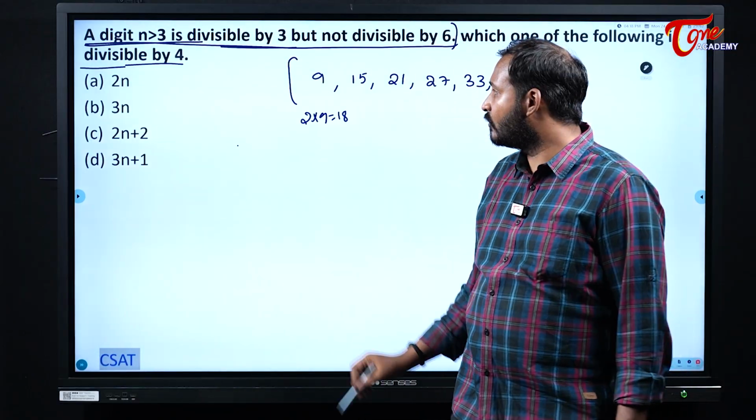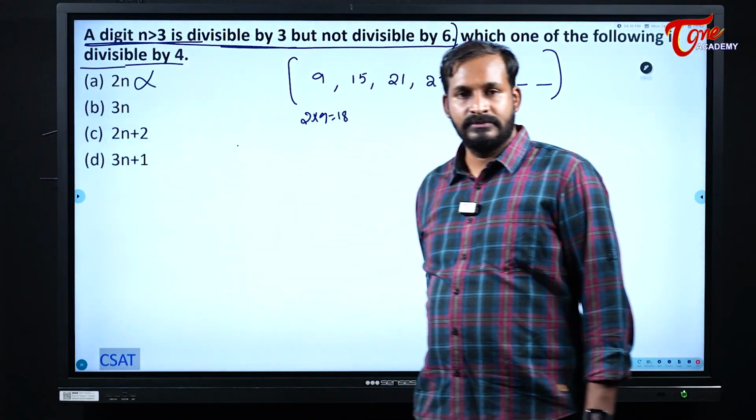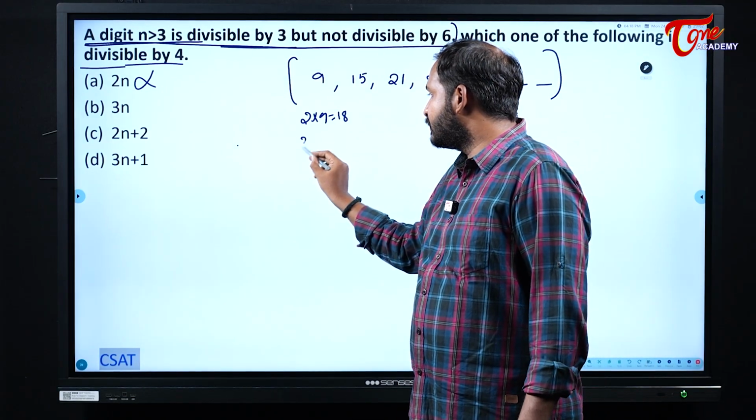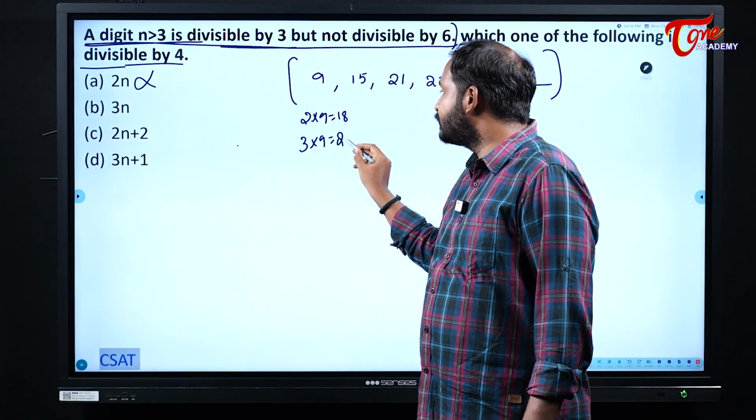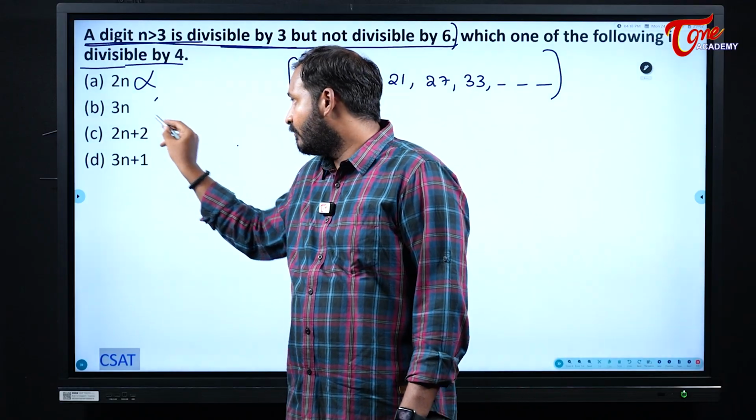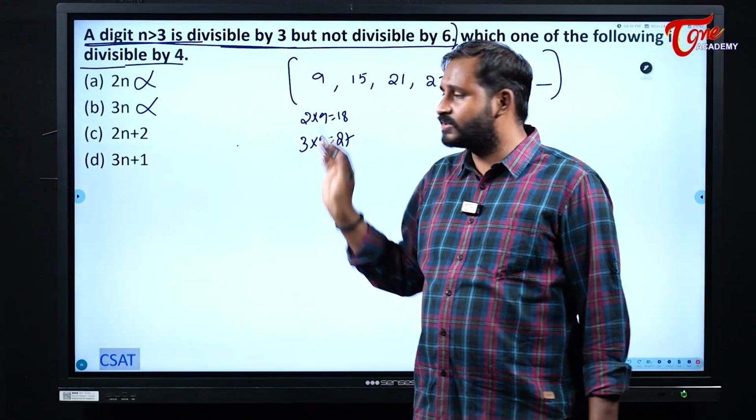Is 18 divisible by 4? No. So this is not possible. Next, 3n means 3 into 9, what is it? 27. Is 27 divisible by 4? No. By checking the first number itself, 2 options are eliminated.